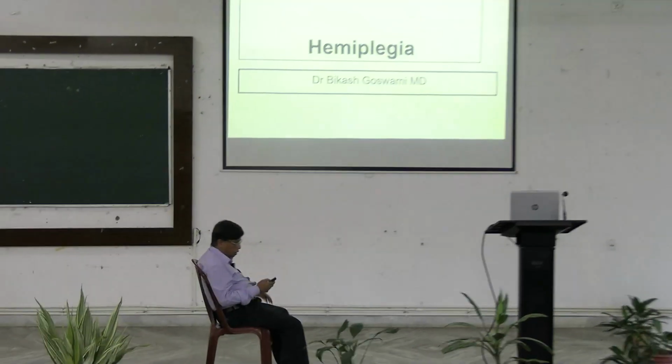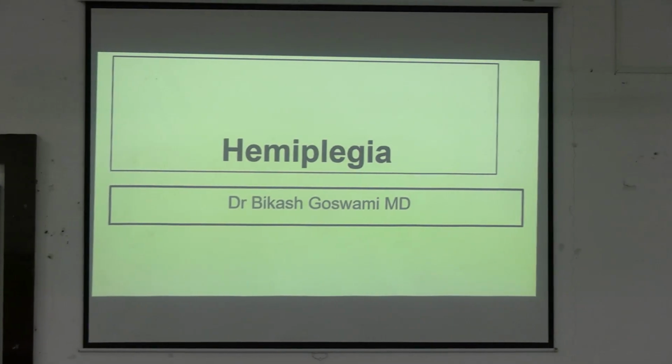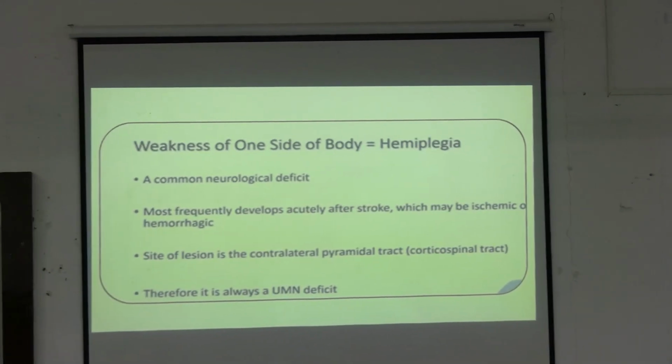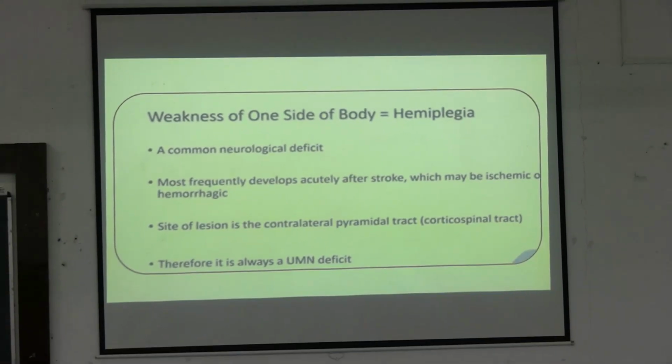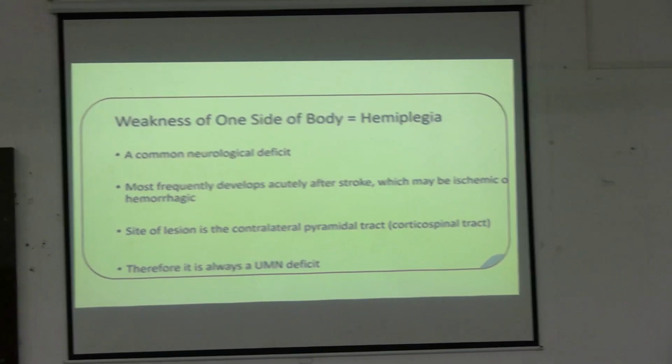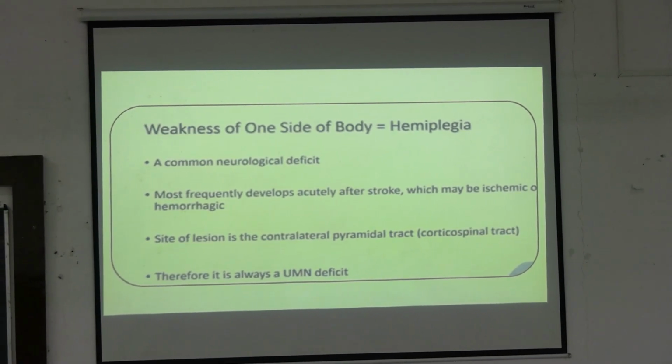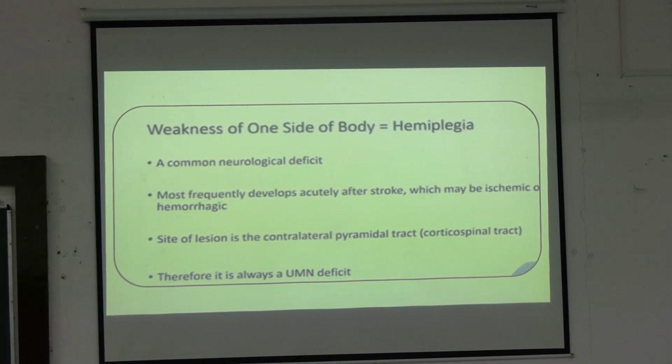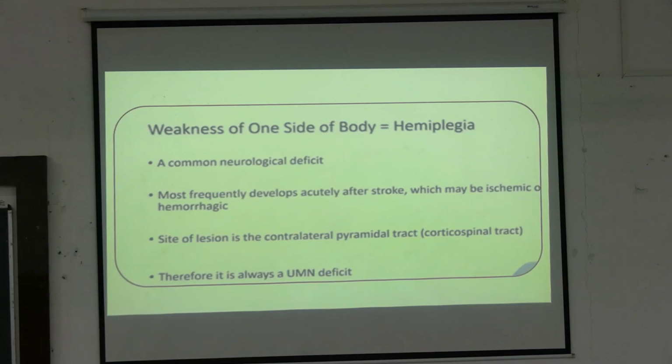This is a very important class clinically. Try to understand the problems and how to solve them. Hemiplegia, you know, is a weakness of one side of the body. Maybe the left side is called left hemiplegia, the right side is called right hemiplegia. Now, you know the power of the muscle. They are graded from 0 to 5.